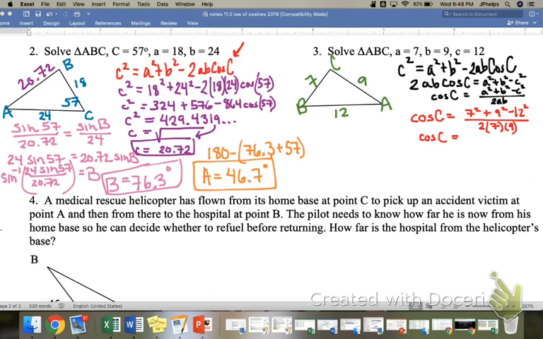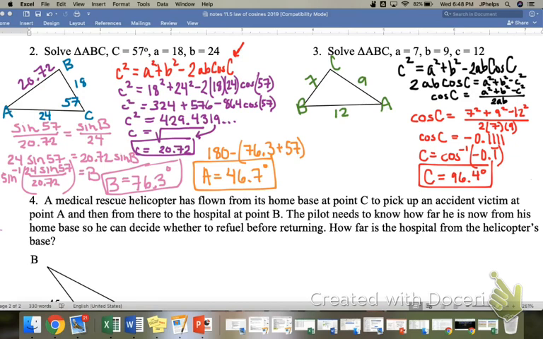We've got 7 squared plus 9 squared minus 12 squared over 2 times 7 times 9. When we simplify this, we get cosine of angle C is equal to negative 0.1 repeating. So to get angle C, we need to do the cosine inverse, and the cosine inverse of negative 0.1 repeating is 96.4 degrees. And now that we've found angle C, we can go ahead and solve for angle B.